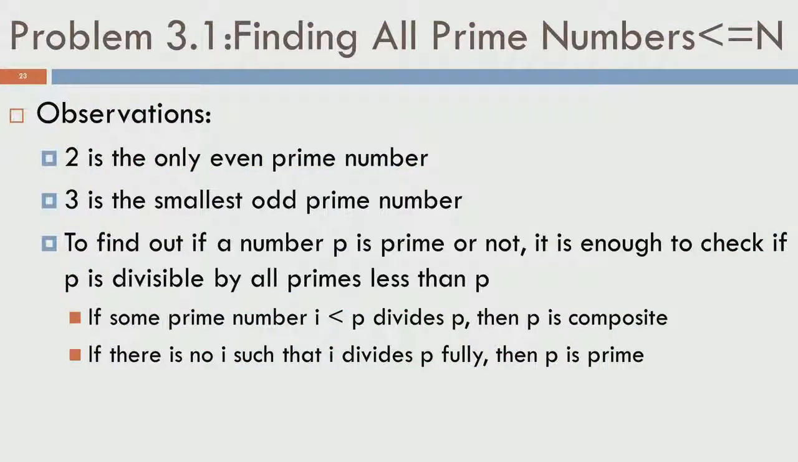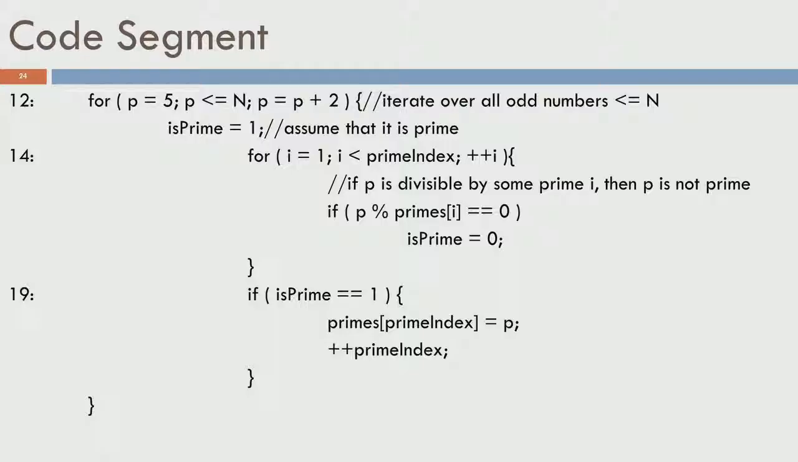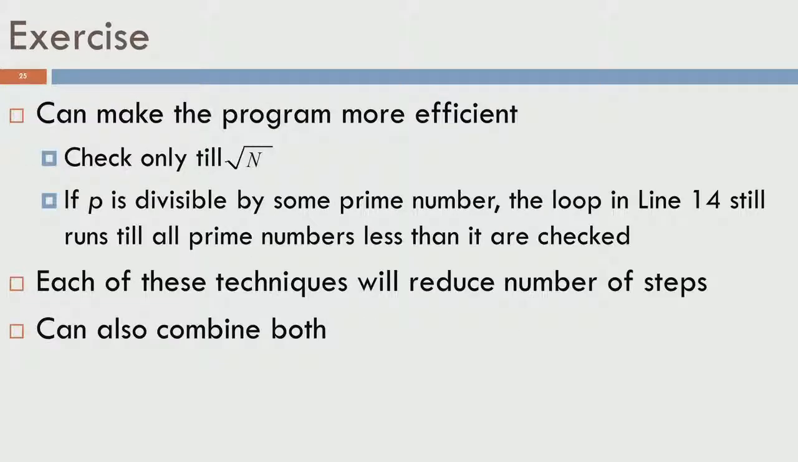So, we wrote a small program which printed all the prime numbers less than or equal to n. At line number 12 we had this outermost loop running which is iterating over all the odd numbers. At line number 14 we had this primality check, and line number 19 goes and verifies our initial assumption whether it is actually prime or not. So, there are a lot of things that you can do to this program. You can make this program more efficient.